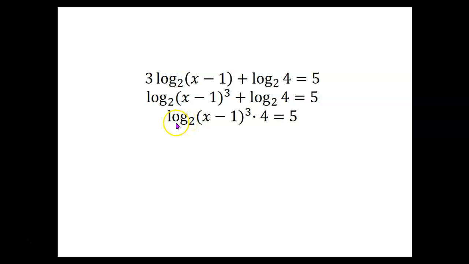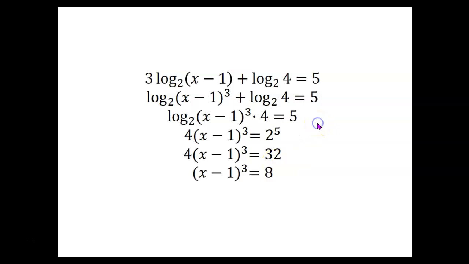So now that the left side is just one log of something, we want to undo that log with an exponential function. Since it's a base 2 logarithm, we need to undo it with a base 2 exponential function. So 2 to the log base 2 of 4 times (x minus 1) to the 3rd power equals 2 to the 5 power. Okay, and what is 2 to the 5 power? It's 32. So 4 times (x minus 1) to the 3rd power equals 32.